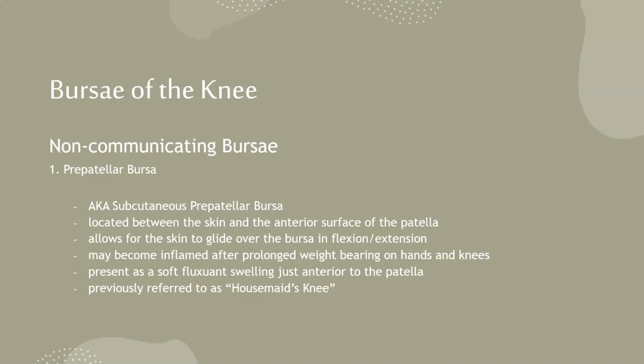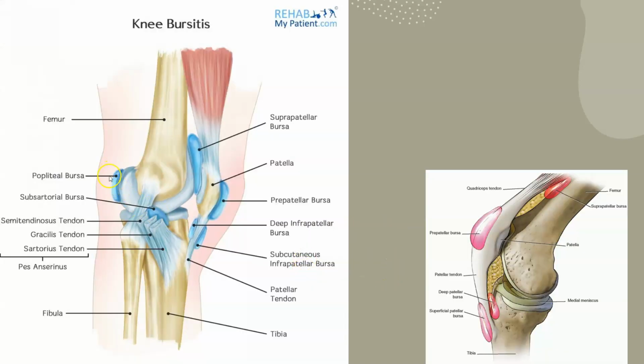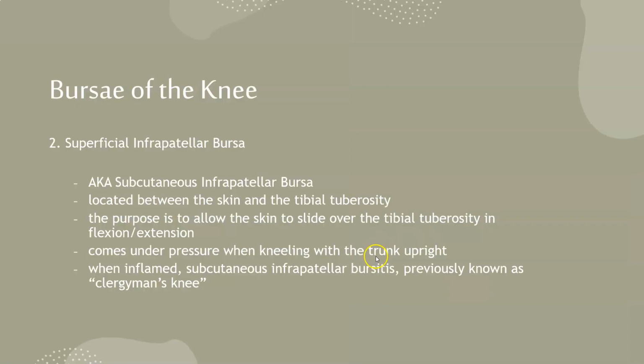It too can be inflamed after prolonged weight bearing on hands and knees. And when it does, it can present as a soft fluctuant swelling just anterior to the patella. This used to be known as housemaid's knee, but roofers, floor installers, those sorts of people can notoriously get it. So we can see it right here, the prepatellar bursa sitting right on top of where the patella is, that we can see here.